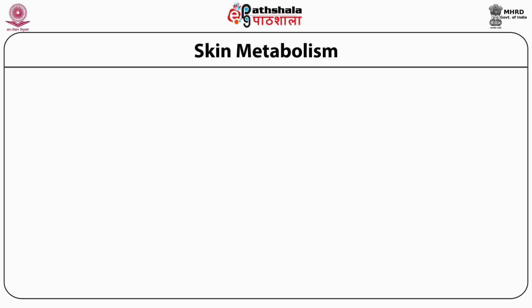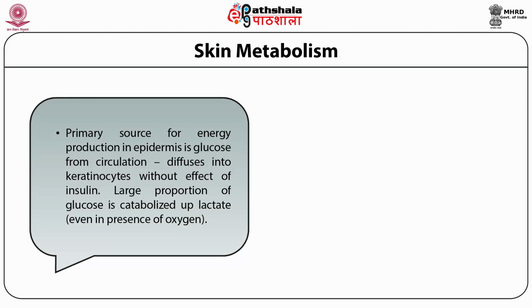The skin is probably also involved in metabolism, so we have a process which is referred to as skin metabolism. The primary source for energy production in the epidermis is normally glucose, which is obtained from the circulation. The keratinocytes take this glucose, or the glucose diffuses into the keratinocytes without the effect of insulin. A large proportion of glucose is catabolized to lactate even in the presence of oxygen.